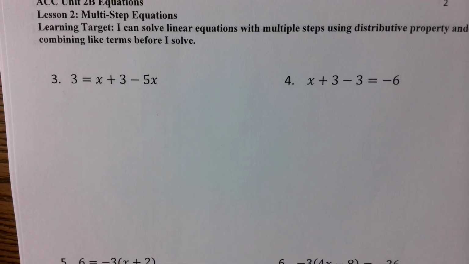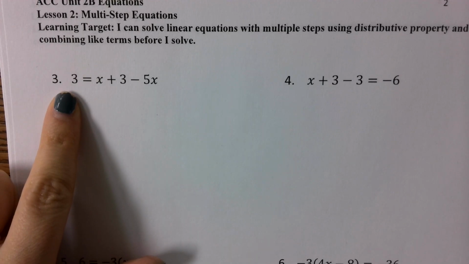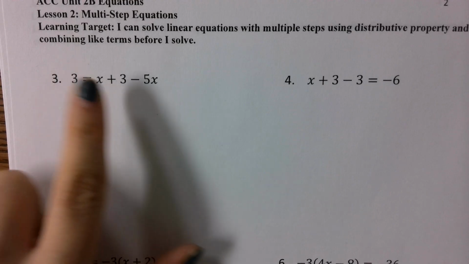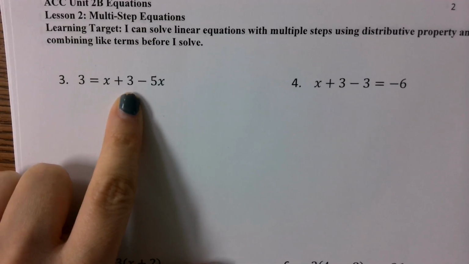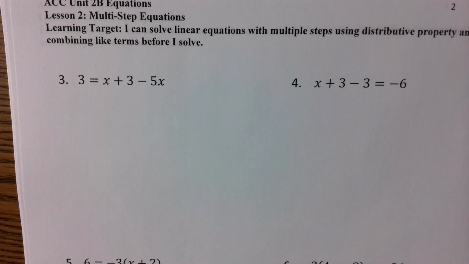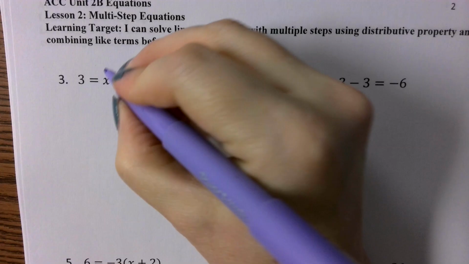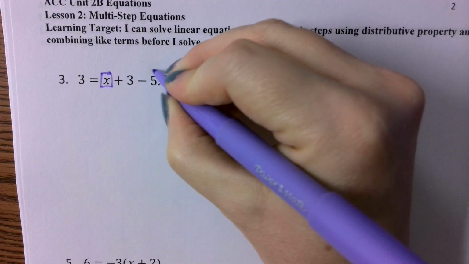Can we simplify anything on the left side? Like combining like terms? Nope. Can we combine any like terms on the right side? Yeah. What like terms can we combine on the right side? Nathan? X and negative 5x. Okay, so I'm going to put little boxes around those.